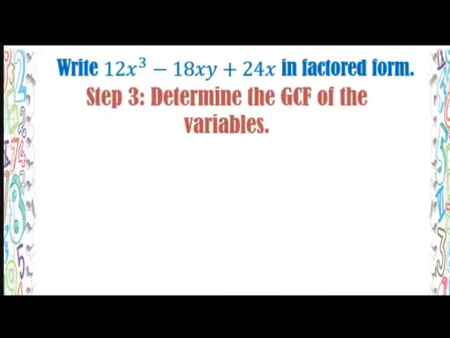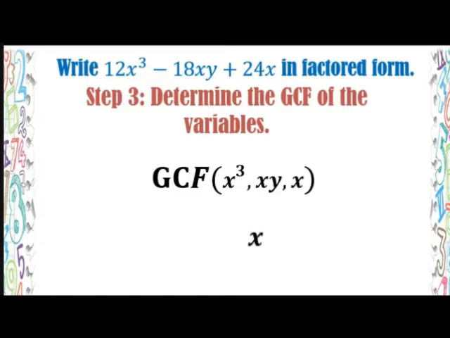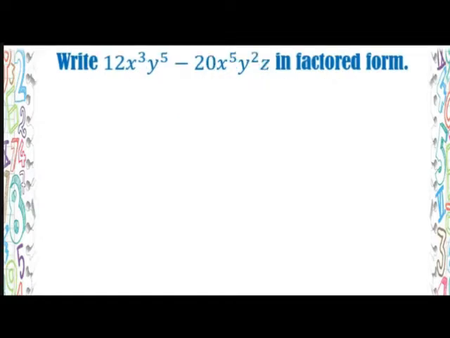Step 3. Determine the GCF of the variables. The variables are x cubed, xy, and x. As you can see, they only have one common variable, and that is x. And the lowest exponent of x is 1, or simply x. X raised to 1, or simply x. So this is the GCF of the variables.